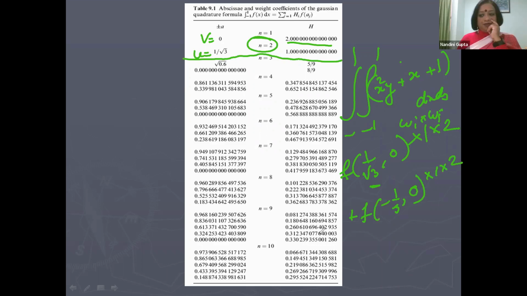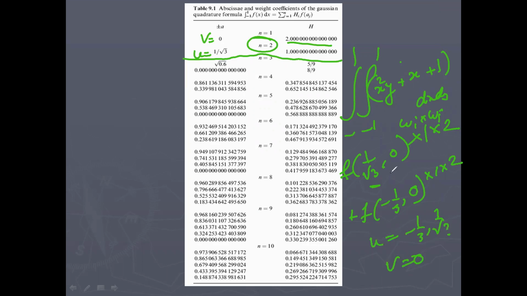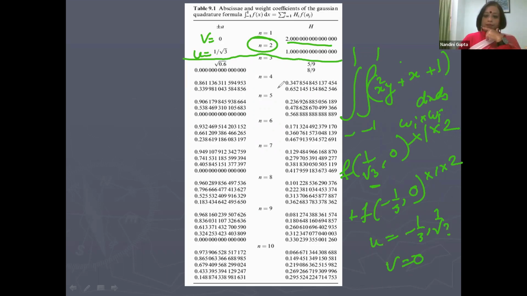So did you get 3 points? Somebody say 3 points, right? It's 2 points really, because u is minus 1 by root 3 and 1 by root 3, and v is only 0. So you have 2 points. Is this clear to everybody? Yes, ma'am.